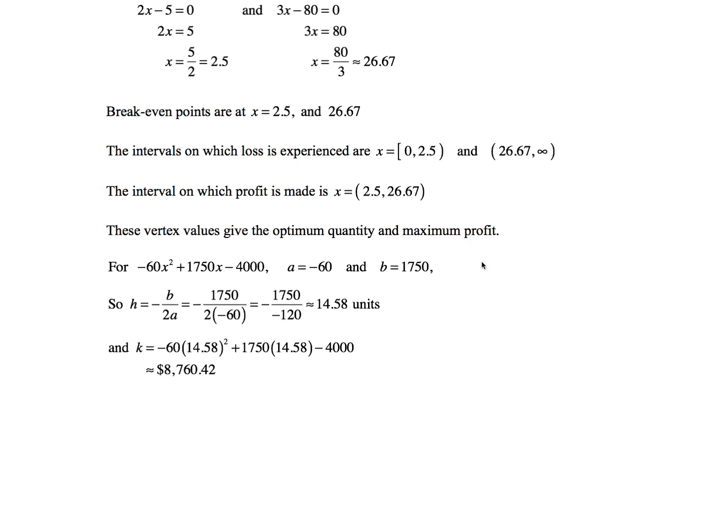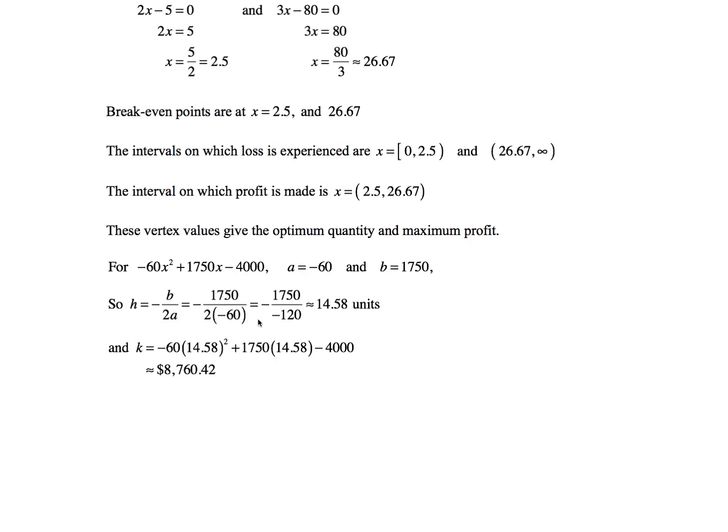Or it could, and so we assign this number, the leading coefficient, as A, so then A is negative 60. And this coefficient, the coefficient of the linear term, to be B, 1,750, and place into this formula here. Negative B over 2 times A. Well, B is 1,750, we put that there. A is negative 60, so we put that there inside parentheses.